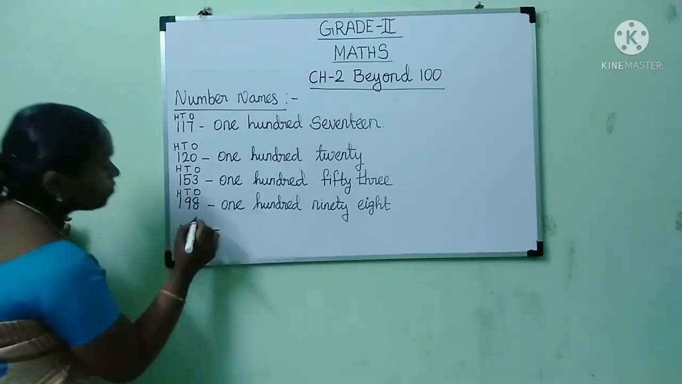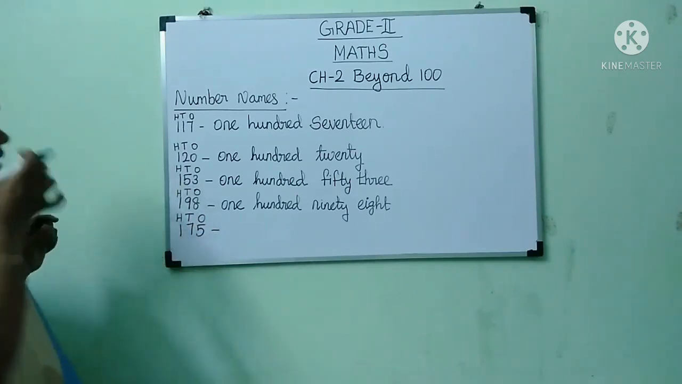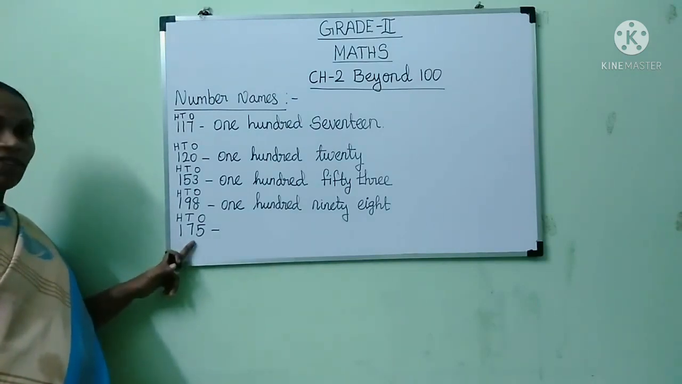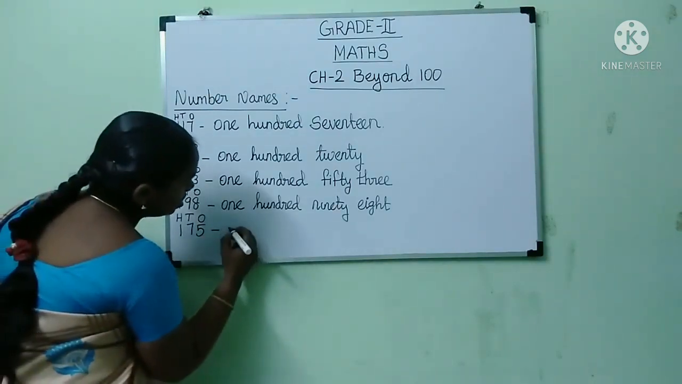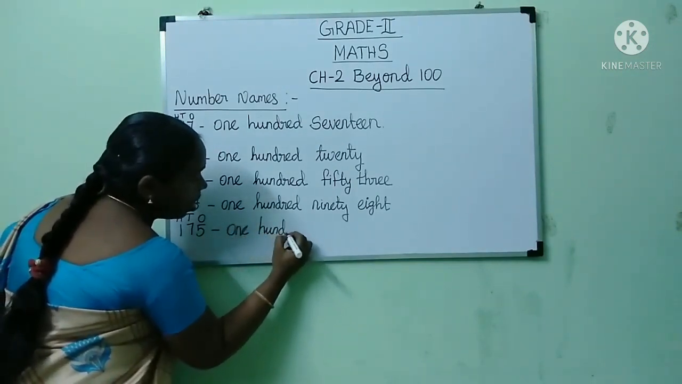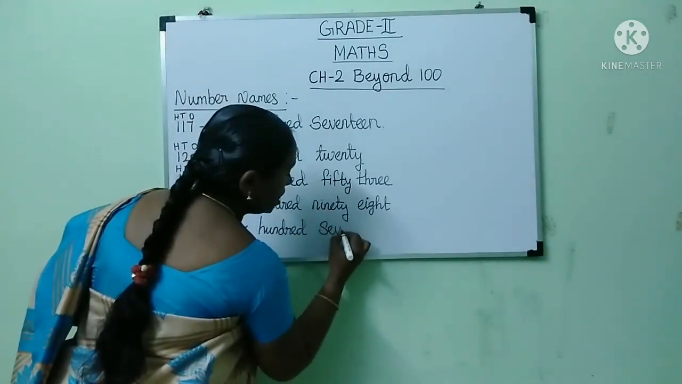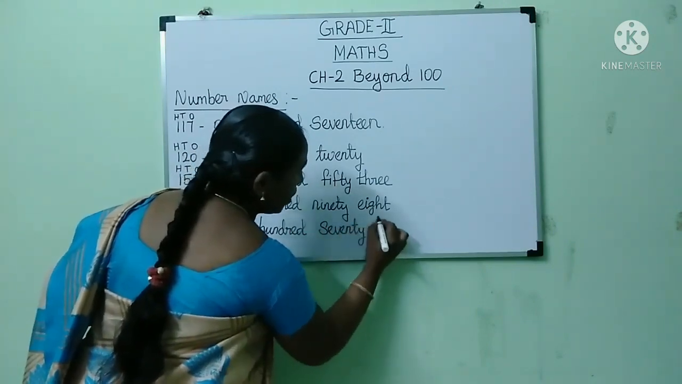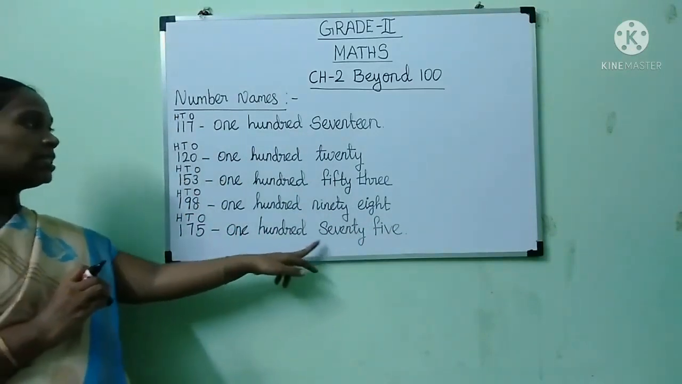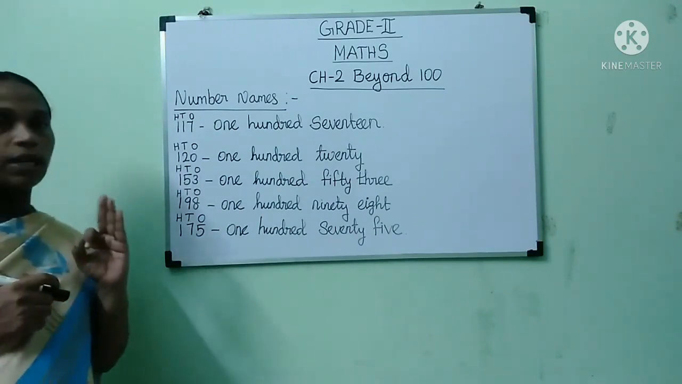Okay. The next one: 5 is the ones place, 7 is the tens place, 1 is the hundreds place. How to write this number name? 175. O-N-E, 100. H-U-N-D-R-E-D, hundred. S-E-V-E-N-T-Y, 75. F-I-V-E, 5. Are you clear, children? How to write these 3-digit number names?